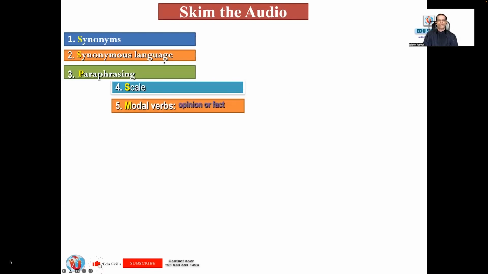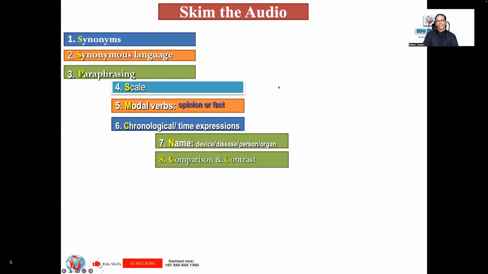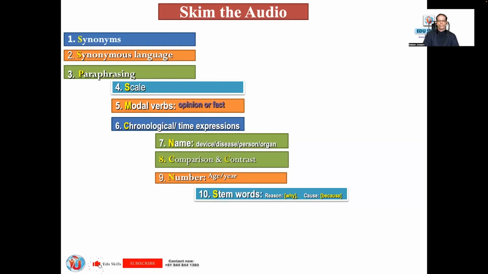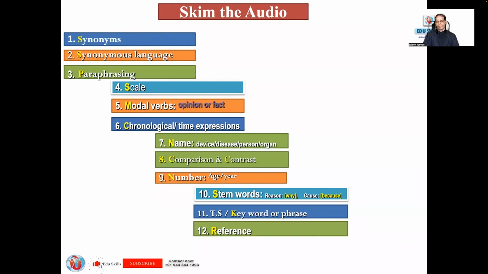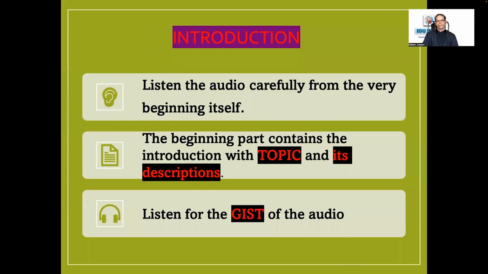As you listen, you have to look into all these things which are very familiar to you: synonyms, language, paraphrasing, scale, modal verbs, to understand the opinion and factual statements, time expressions or chronological expressions, name of something or some person or place, comparison, contrast, number, age, year, all those things, stem words, maybe reason and cause. Stem words should be understood so that you understand what is the effect or what is the reason. Keywords or phrase, reference, negative meaning, and conclusion.